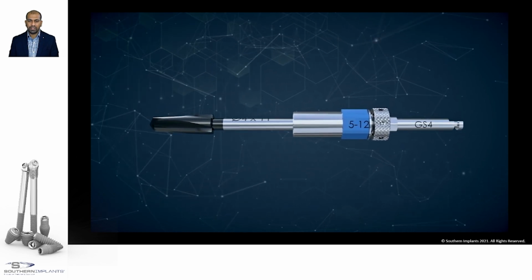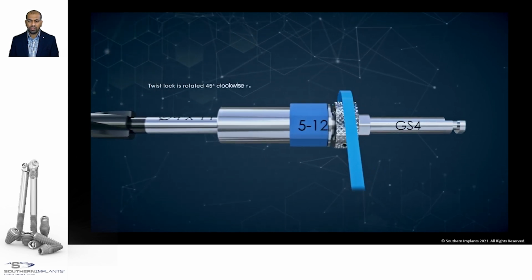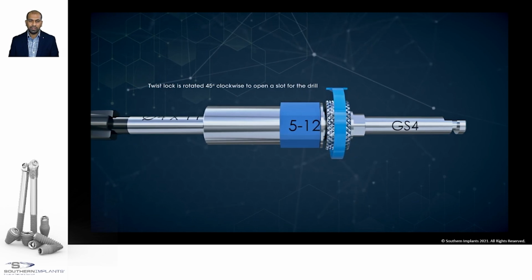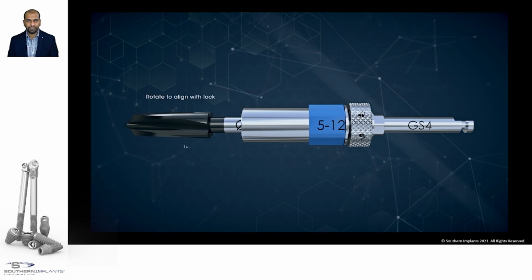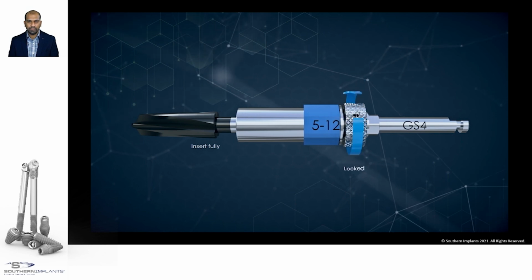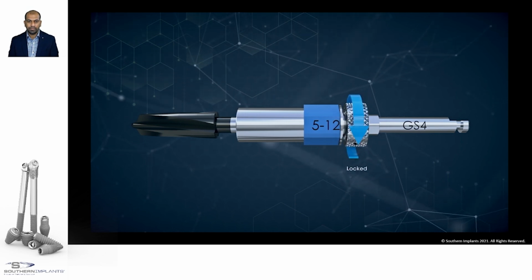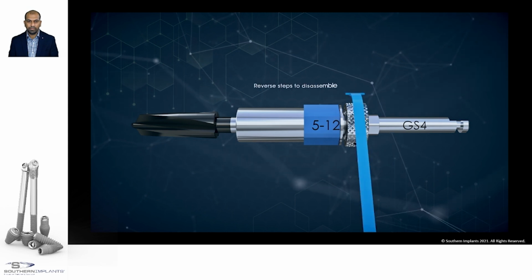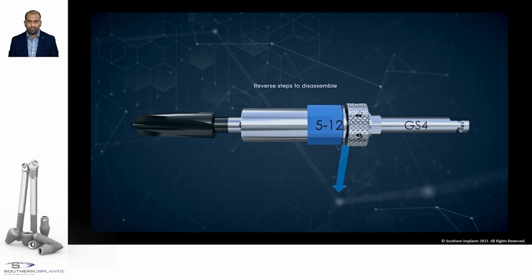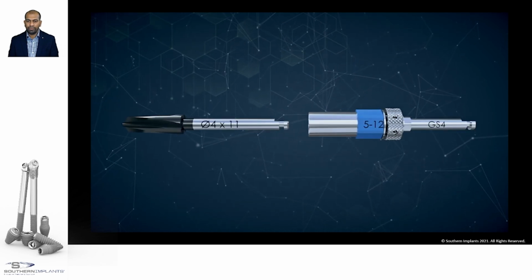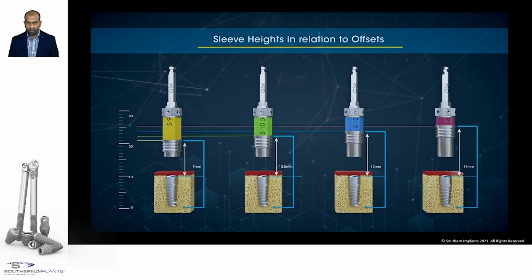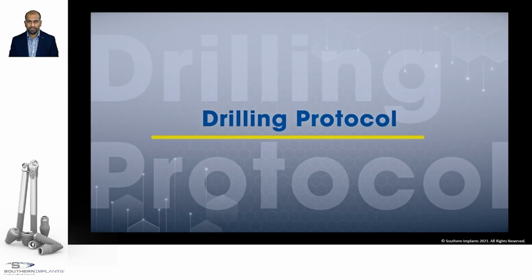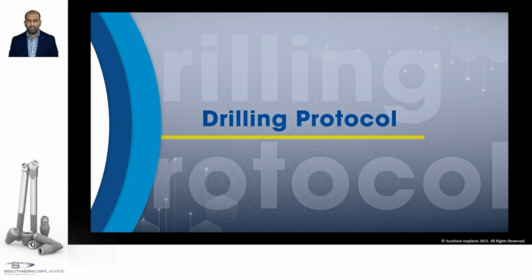Then your drill is inserted into the cannon driver, and the ring at the top is turned to secure the drill. No more fiddling with extensions in theatre. And here we can see how the offset changes depending on how you planned. And now we're going to go through the drilling protocol.